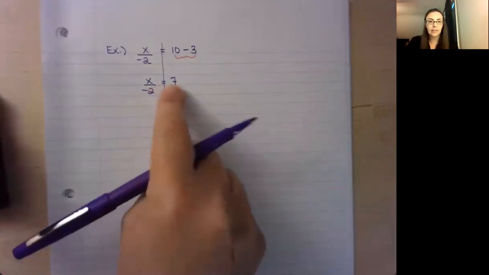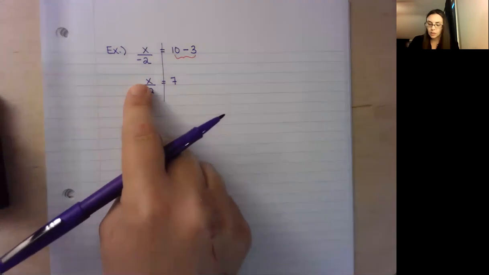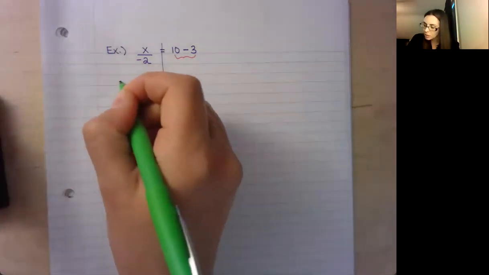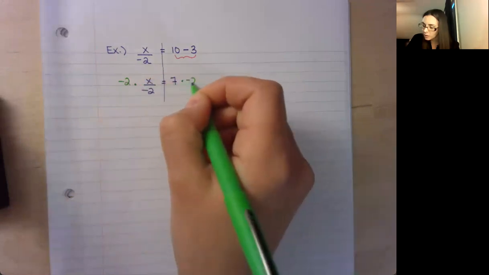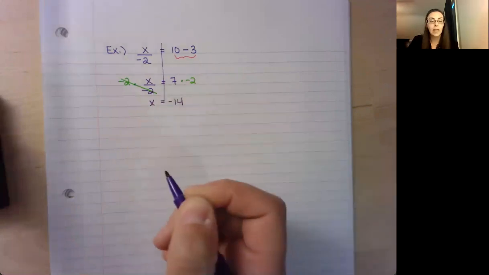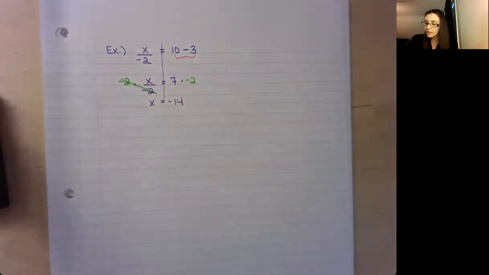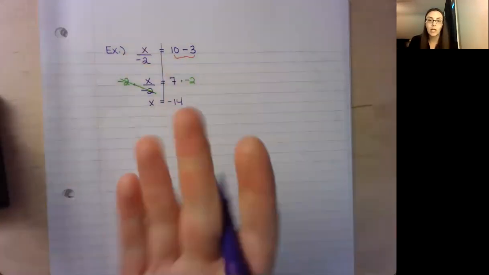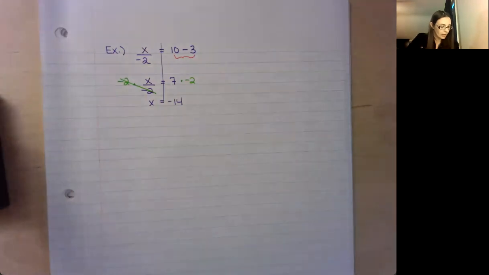Now, once everything is cleaned up, I do want to get that x by itself. So the way for me to cancel dividing is to use multiplication. So I multiply both sides by that negative 2, and I get x equals negative 14 for my final answer. And again, you can go back and check this. Negative 14 divided by negative 2 is 7, and then 10 minus 3 is also 7. So you're going to get a true statement there.